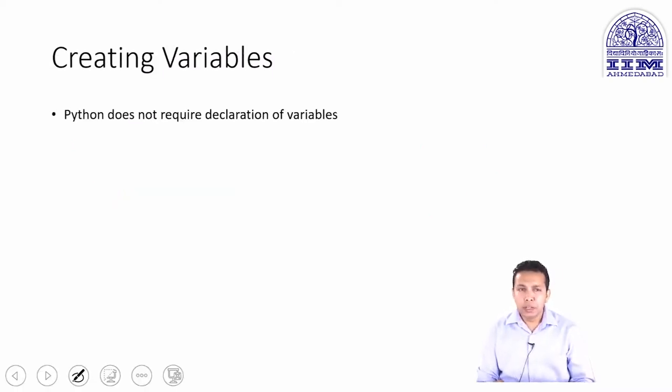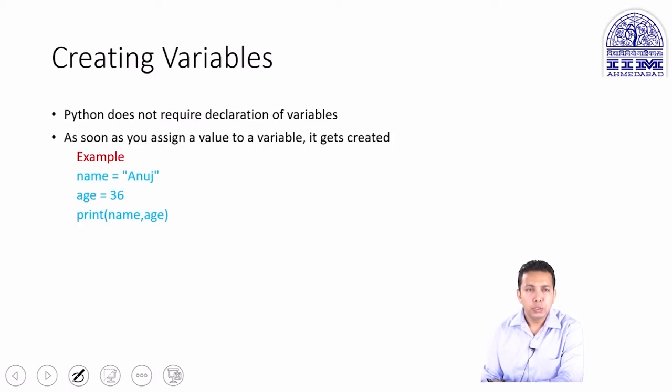As I already mentioned earlier, Python does not require declaration of variables. In C, C++, Java, whenever you are using a variable, you have to declare it. You have to say that I am going to use this particular variable, and you have to also say for what type you are going to use it. Are you going to store an integer value in it, or a string value, or a float or a double value? In Python, this is not required. You can straight away start writing your code by assigning values to variables.